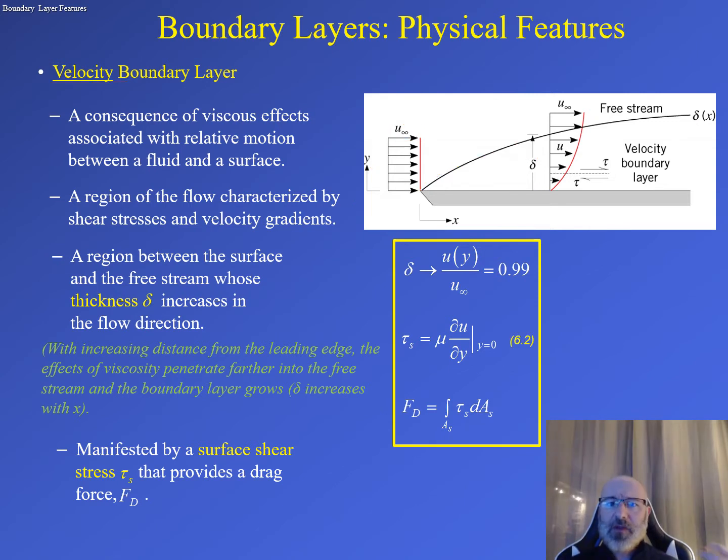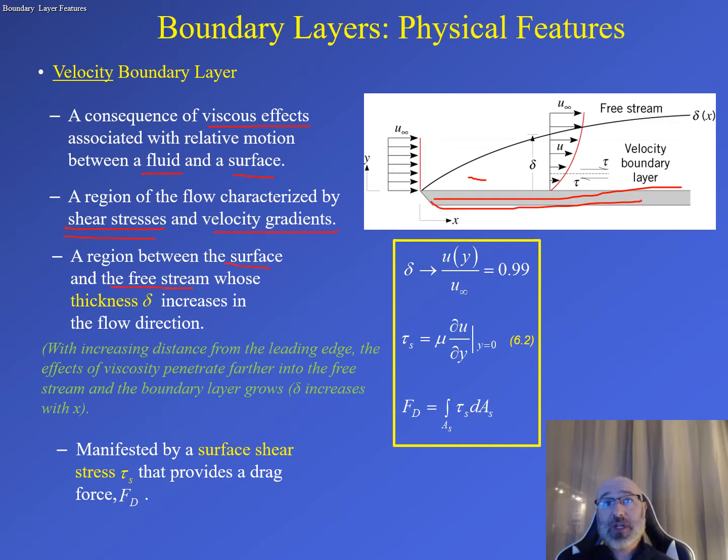So to summarize our velocity boundary layer, this is a consequence of the viscous effects associated with the relative motion between a fluid and its surface. So that's what we have over here in our diagram. We see our surface and we have a fluid above it. So a region of the flow is going to be characterized by shear stresses and velocity gradients. And we'll get into some governing equations for our shear stresses associated with this. Now, as we mentioned, this is going to be a region between the surface and the free stream.